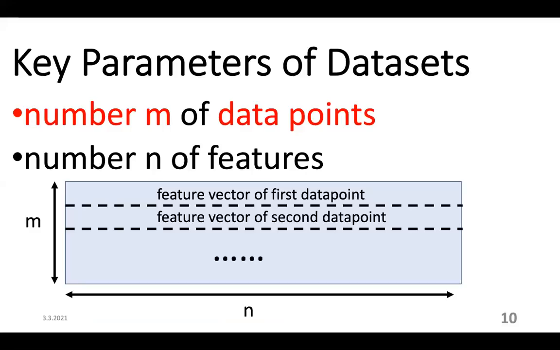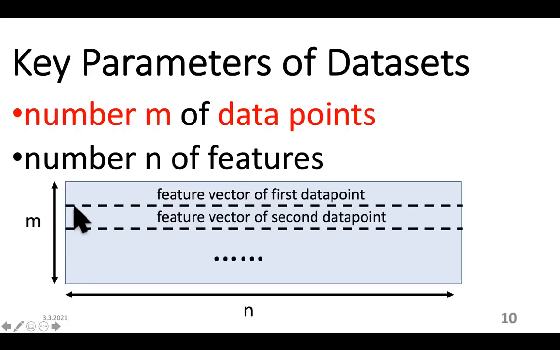In this course, we mainly consider data that can be represented as a matrix, or a NumPy array for those of you who use Python. So we always try to gather the feature vectors of the data points into a matrix. The number of rows here is M, the number of data points. This is an important characteristic of a data set. Typically, the more data points we have, the better. So the larger M, the better.